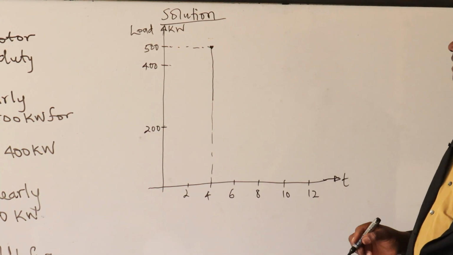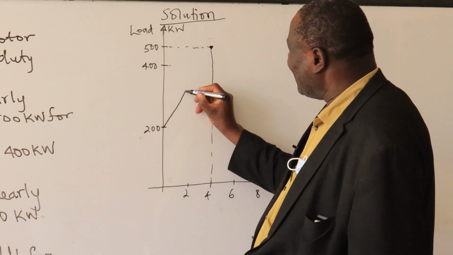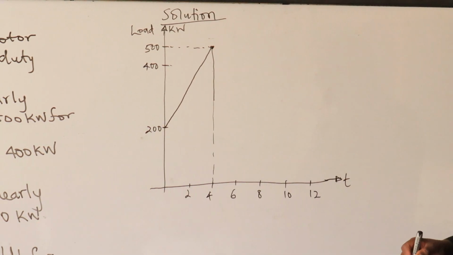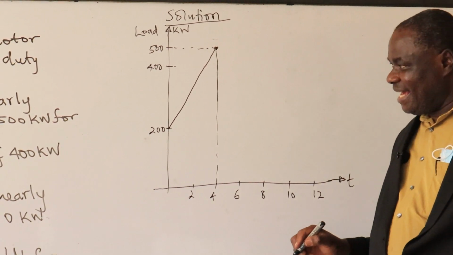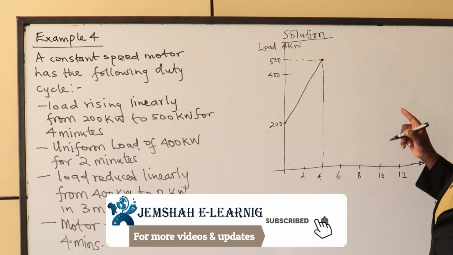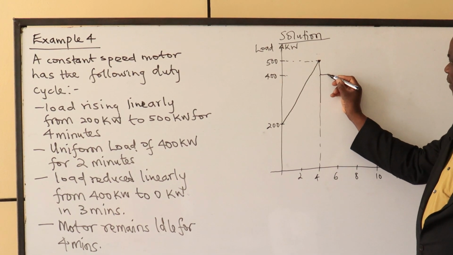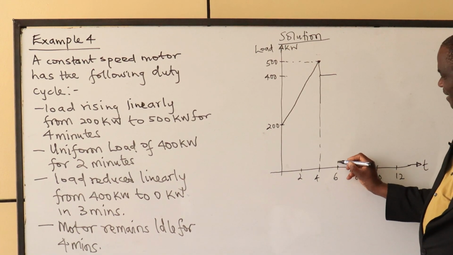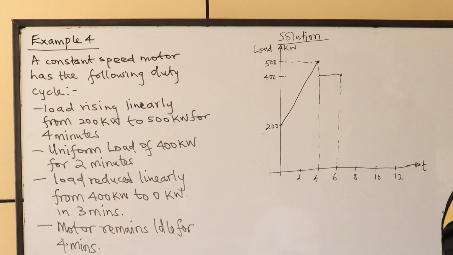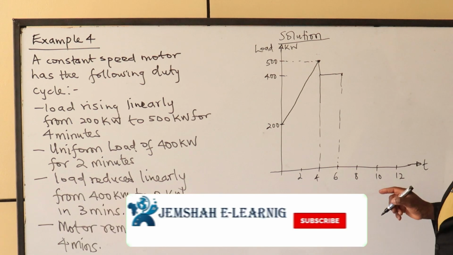So like that, that is a point. So we are moving from 200 rising linearly up to 500 kilowatt. Then our load remains uniform, 400 kilowatt for 2 minutes. So at 400 we are here. We are doing it for two minutes. So here in the end, for 2 minutes. Then load reduced from 400 to zero in 3 minutes.